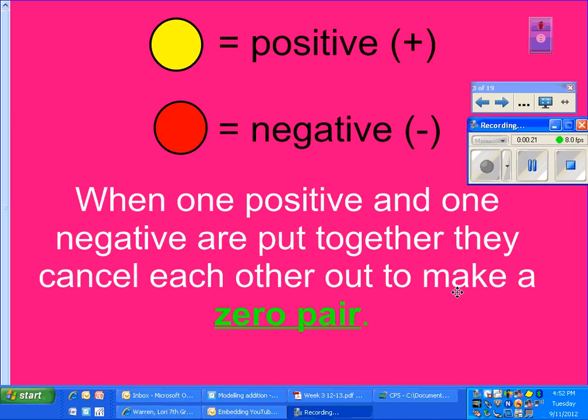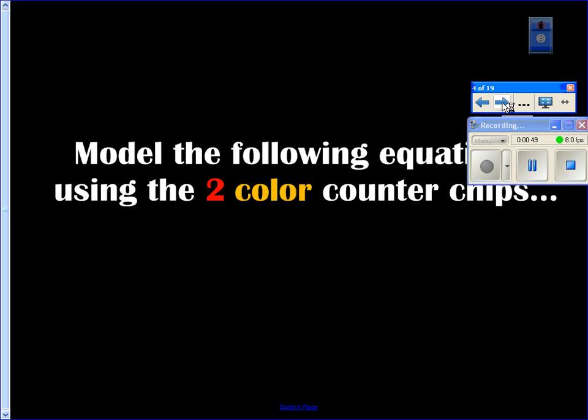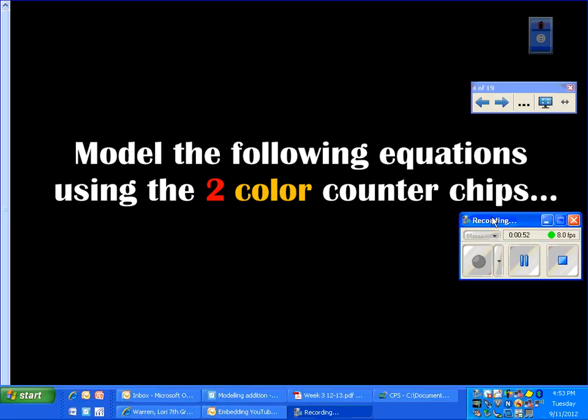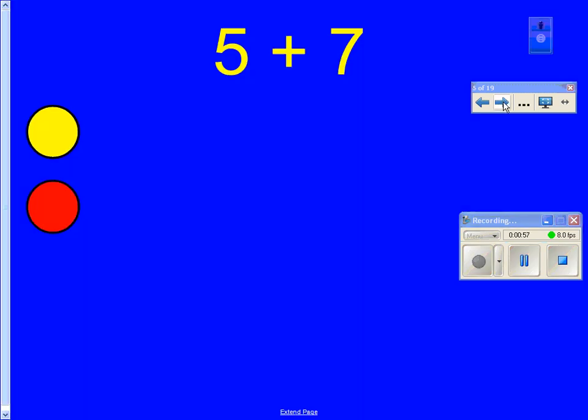Whenever you have the integer counting chips, the yellow side represents positives and the red side represents negatives. Okay? Whenever you have one red and one yellow, they cancel each other out to make a 0 pair. It's like you owe your mom $1, but then you pay her $1, so you don't owe her anything. Remember, one yellow cancels out one red, and one red cancels out one yellow. Okay? So we're going to model the next few questions with the integer chips and find the answers.